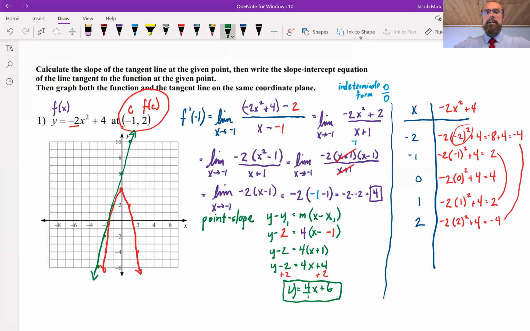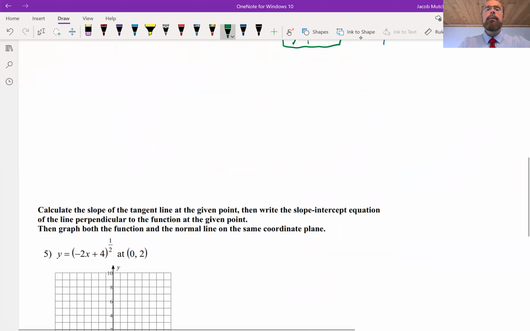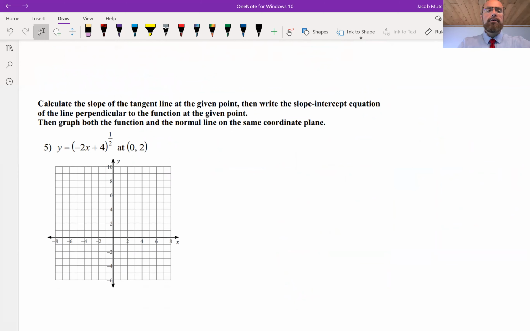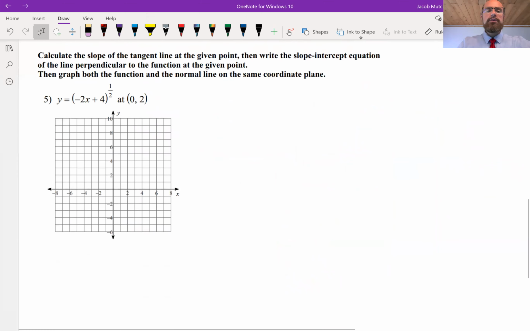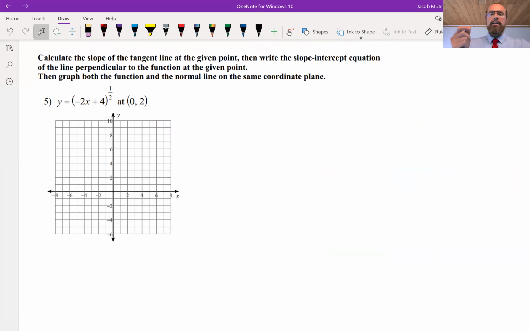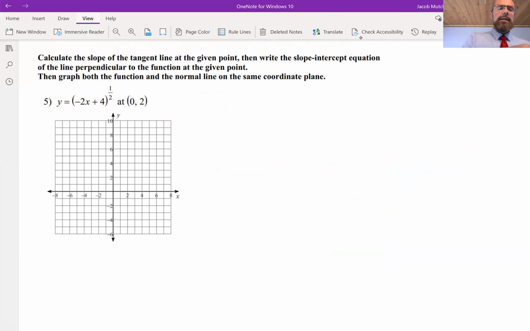Let's take a look at our second example. So in calculus, we really focus on tangent lines. We also focus on what we call normal lines. Just to give a technical definition, a normal line is a line that's perpendicular to the graph at a given point. Tangent, we think of as parallel to the graph at a given point. It's the exact same slope as the function at a point. What we're saying with a normal line is its slope is perpendicular to the slope of the function at a given point. So let's take a look at this example.